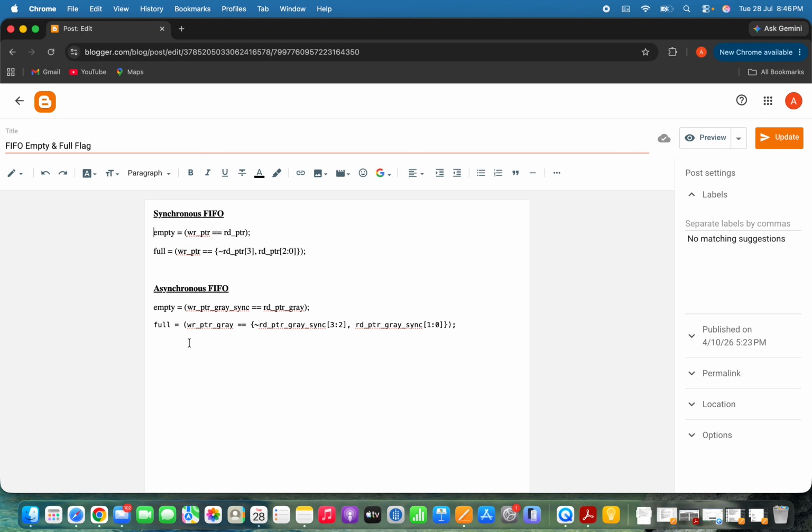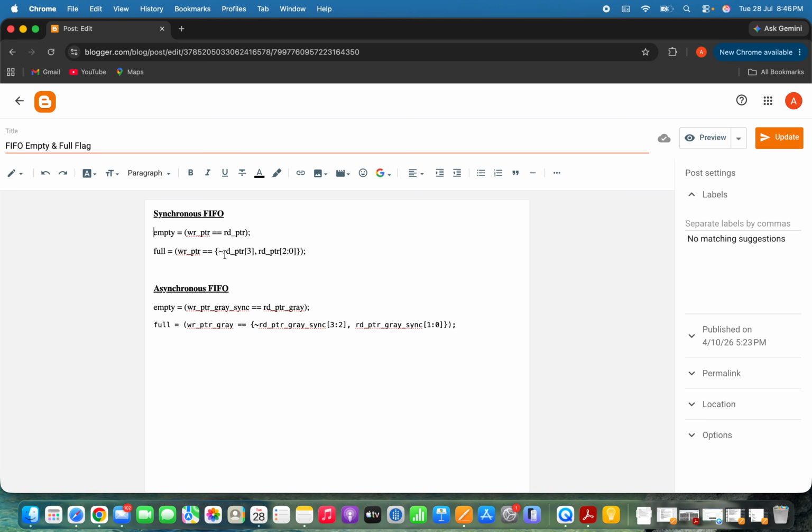A FIFO has two important pointers. The write pointer, which tells us where the next data will be written, and the read pointer, which tells us where the next data will be read. These two pointers are used to determine whether the FIFO is empty or full.